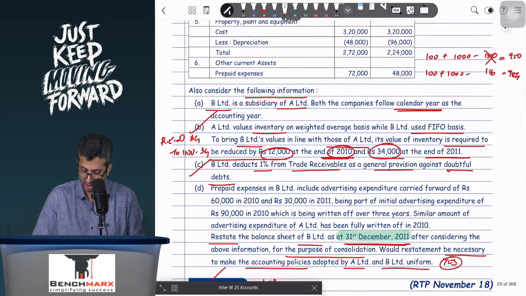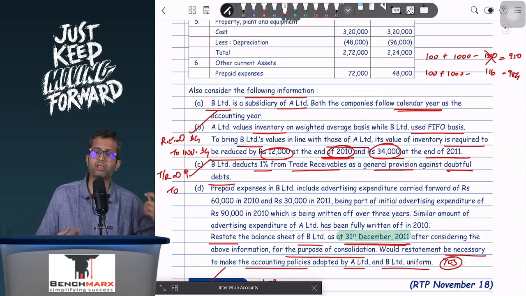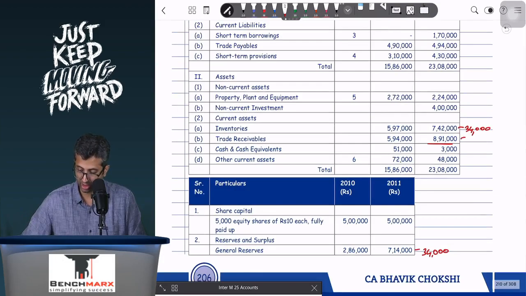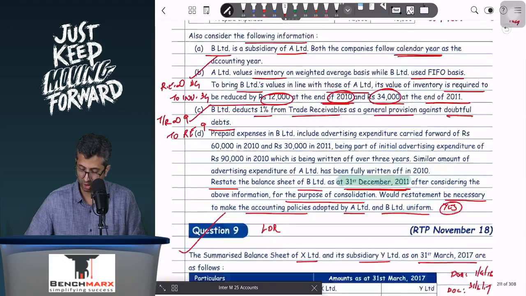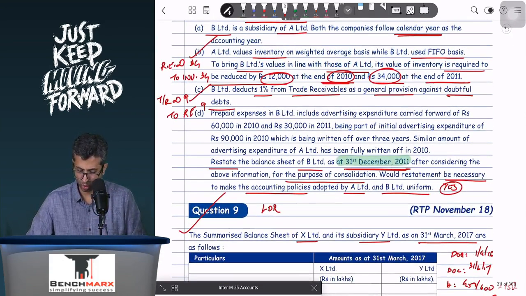So your journal entry will be trade receivables account debit by 9 rupees. Now what will you credit? Well, I will reverse the provision for bad debt. I would have debited the P&L when I created the provision for bad debts, and hence I will credit it. So this is retained earnings or general reserve, as the case may be, credited by 9. So your trade receivables will increase by 9,000, and so will your general reserve, because your profit must have been calculated after deducting this 9. I'm now reversing it.